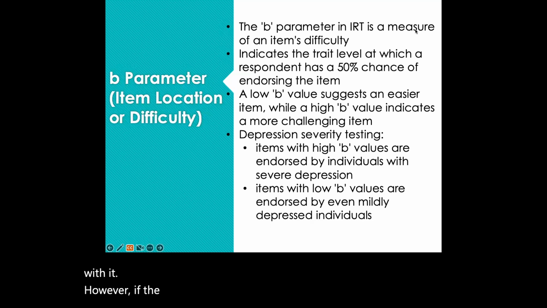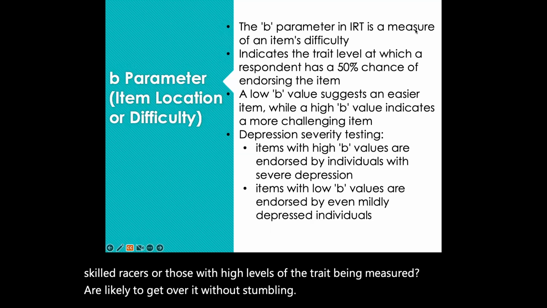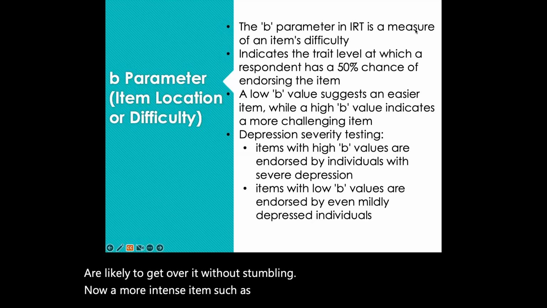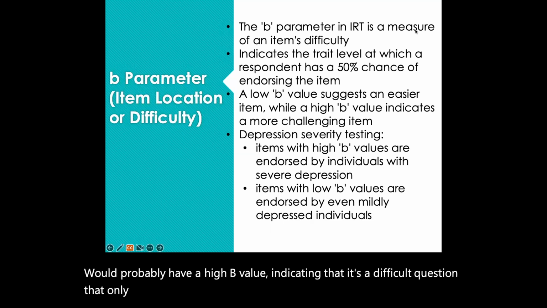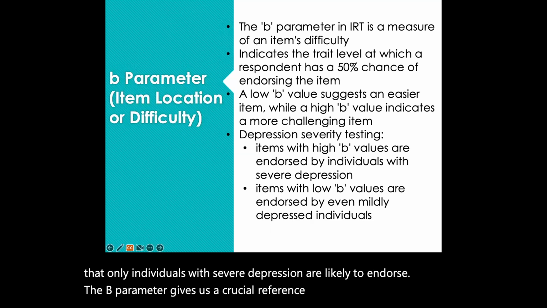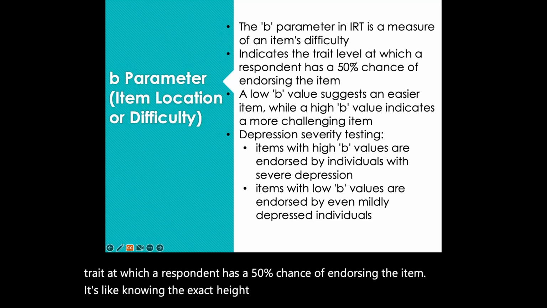However, if the hurdle is high, which would be a high B value, only the most skilled racers, or those with high levels of the trait being measured, are likely to get over it without stumbling. Now, a more intense item, such as "I feel life is not worth living," would probably have a high B value, indicating that it's a difficult question that only individuals with severe depression are likely to endorse. The B parameter gives us a crucial reference point. It reveals the level of the trait at which a respondent has a 50% chance of endorsing the item. It's like knowing the exact height at which that racer has a 50-50 shot of clearing the hurdle.